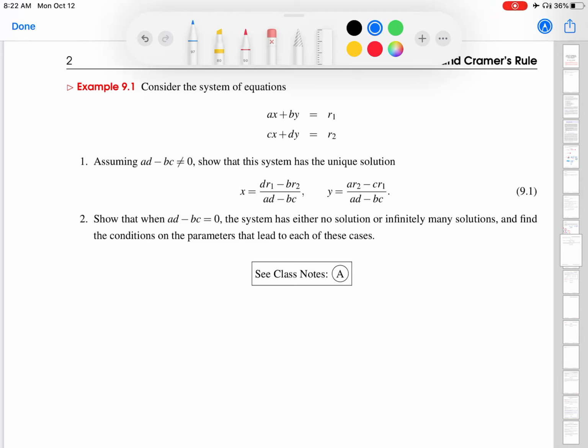Hi, this is Professor Fernandez, and we're working on Class Notes A in Lesson 9. So the point of this example is to help us motivate the introduction of the determinant.